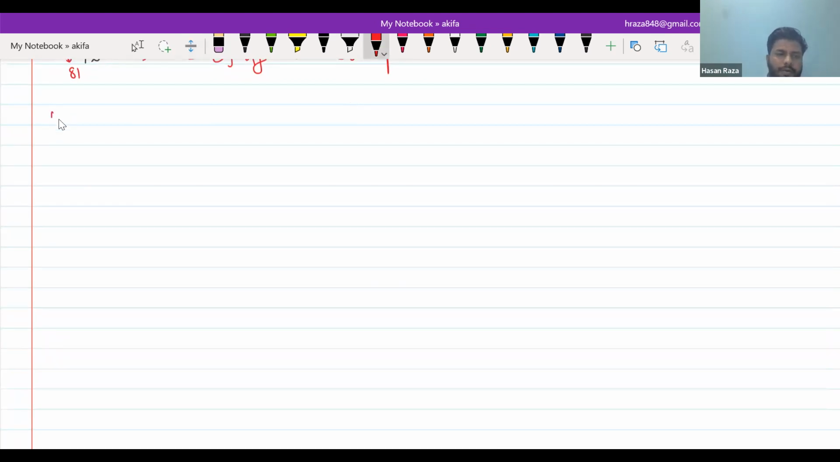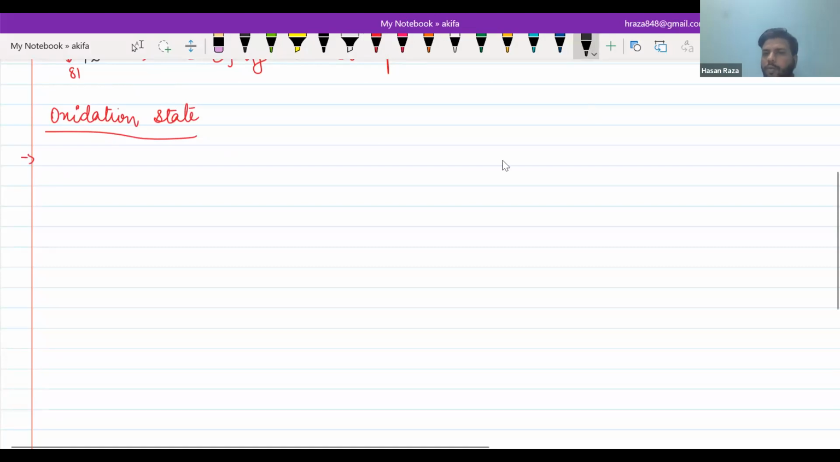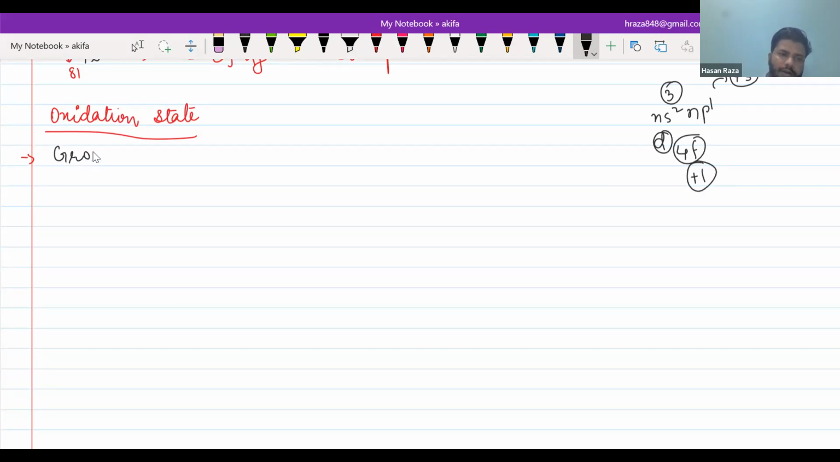Oxidation state. Write a topic: oxidation state. See, what is the oxidation state? Group 13 elements show 2 types of oxidation state. Due to its 3 valence electrons, or you can say ns2np1 configuration, it shows +3 oxidation state. And due to the poor shielding effect of the d and f subshells, it shows +1 oxidation state also.